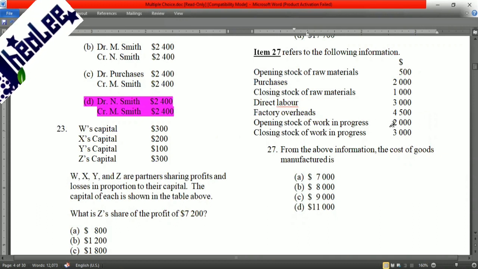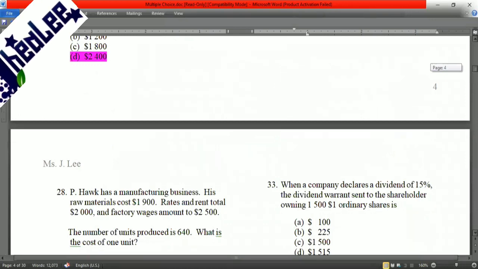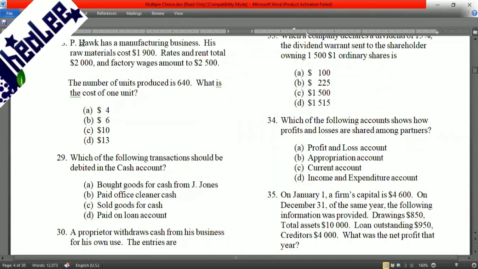You add your opening work in progress, and then you subtract your closing work in progress, and that would give you a figure of $8,000. So your response there is $8,000. We are moving into question 28.